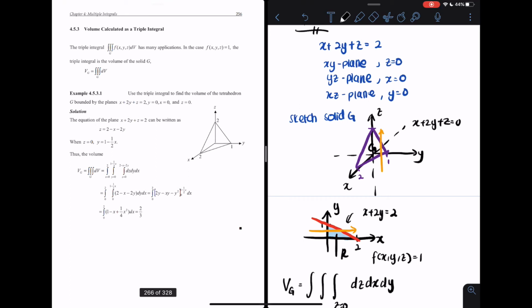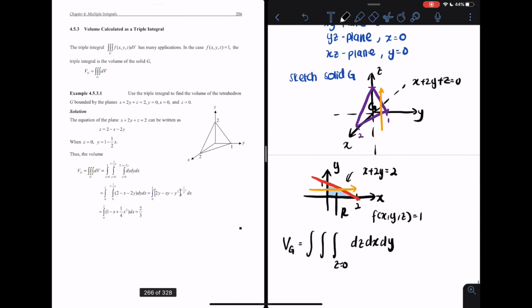By letting z as the subject of your equation, you will get the upper limit with respect to variable z, such as 2 minus x minus 2y. And then please take a look at this region R.